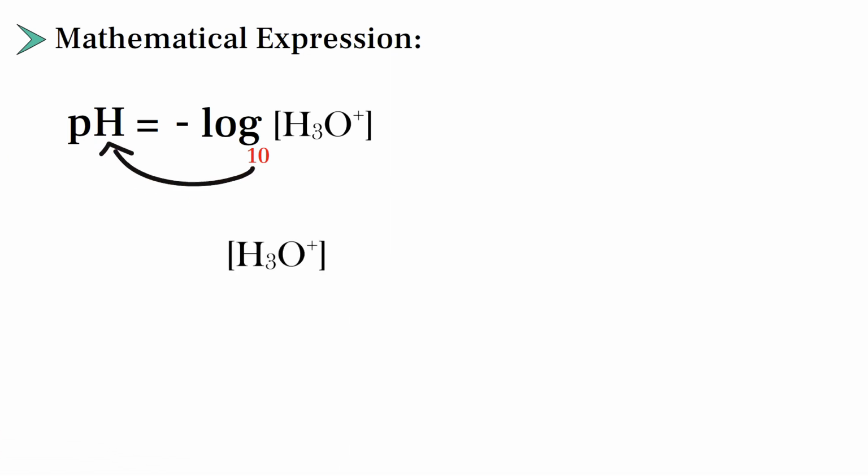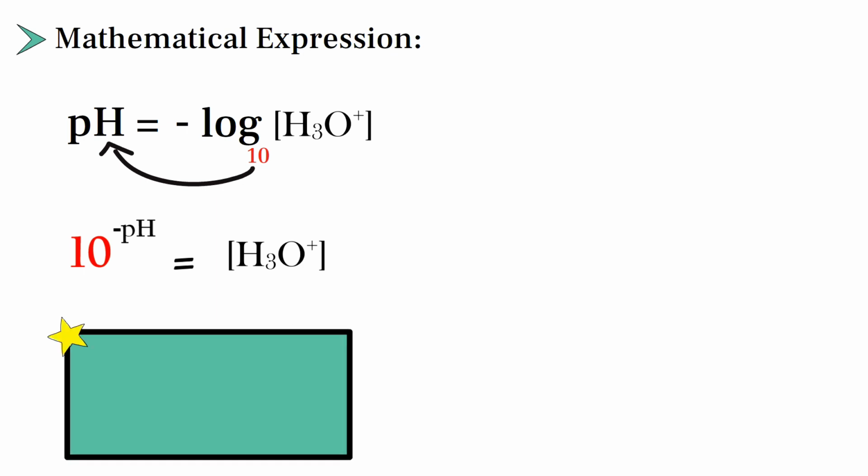The third method is through the following mathematical expression, where the pH value equals the negative logarithm to the base 10 of the concentration of hydronium ions H3O+ in the solution. From this, we can derive the following equation, where the concentration of H3O+ equals 10 to the power of minus pH value. As a reminder, the logarithm of 1 is 0, while the logarithm of 10 to the base 10 is 1.